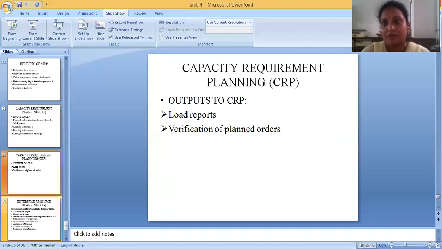We get some outputs with capacity requirement planning, that is load reports. It means which machine is going to get loaded with what type of component. Next one is verification of planned orders, what we have planned and what we have achieved. That verification will be done with the capacity requirement plan.